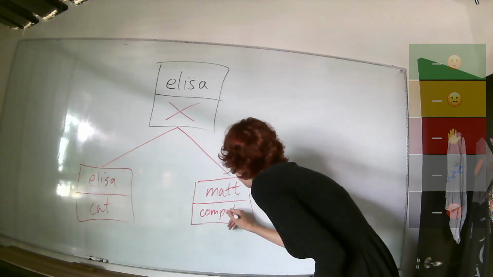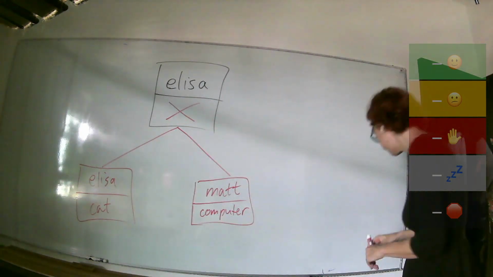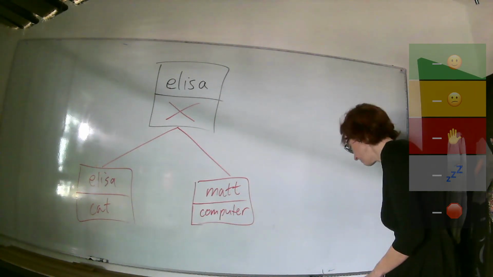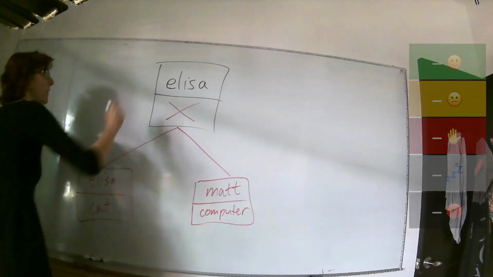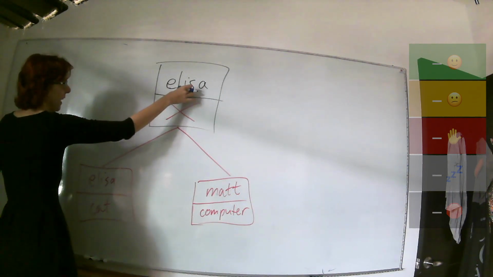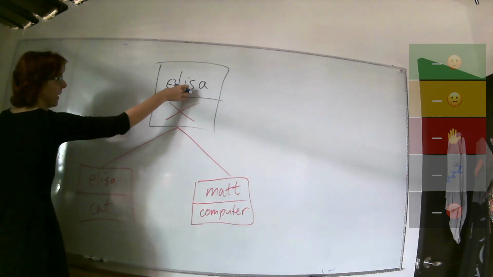Okay. So now another person is going to register. Alberto is going to register. He wants to use the system too. So we're going to check in the root. Here is Elisa. Alberto comes before Elisa in the alphabet, so we have to go in the left branch.